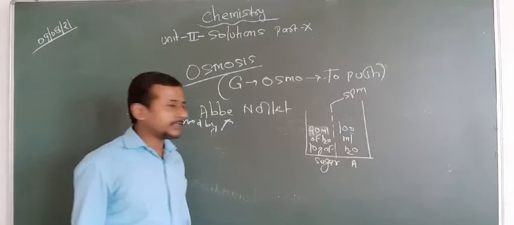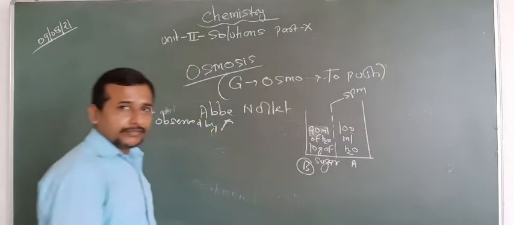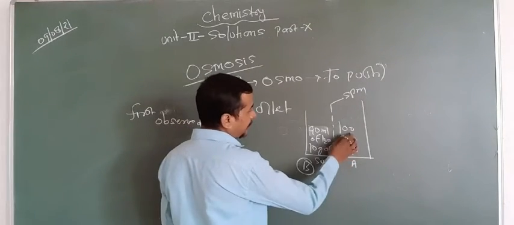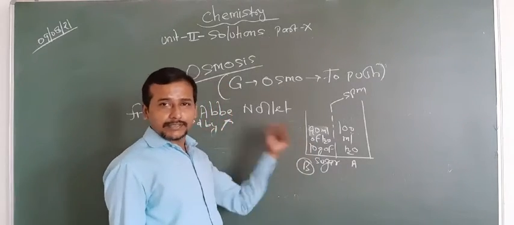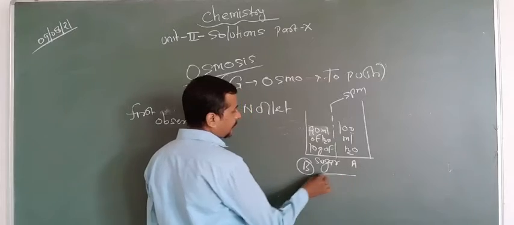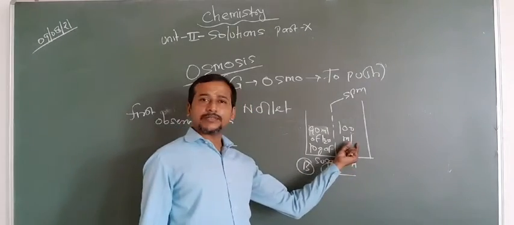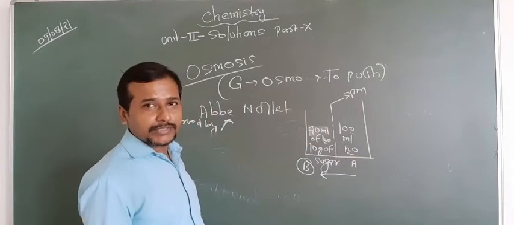So one question arises: does the movement of water take place from A to B or B to A? Look here, 100 ml of water, here 90 ml of water. So water is less here. In that condition, the movement of water takes place from A to B, because the solvent molecules move from their higher concentration to their lower concentration. Are you getting this point or not?